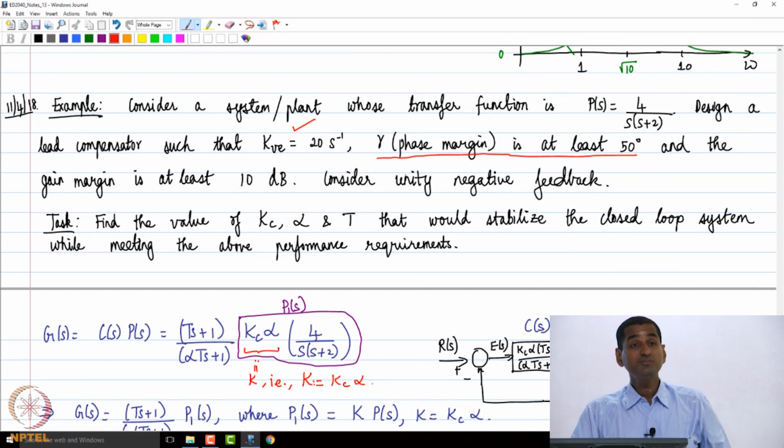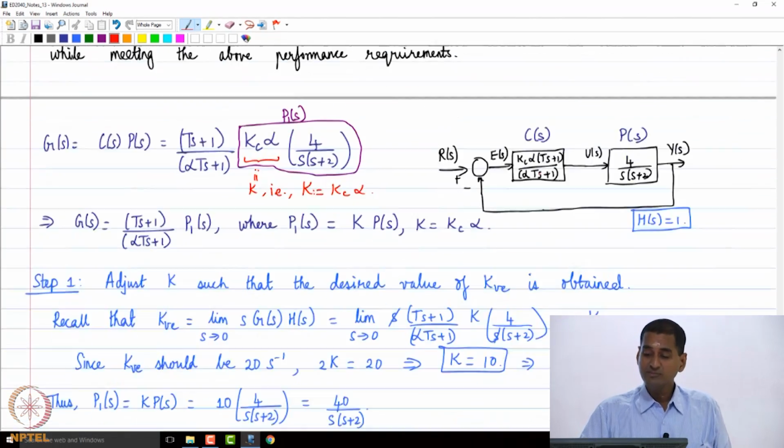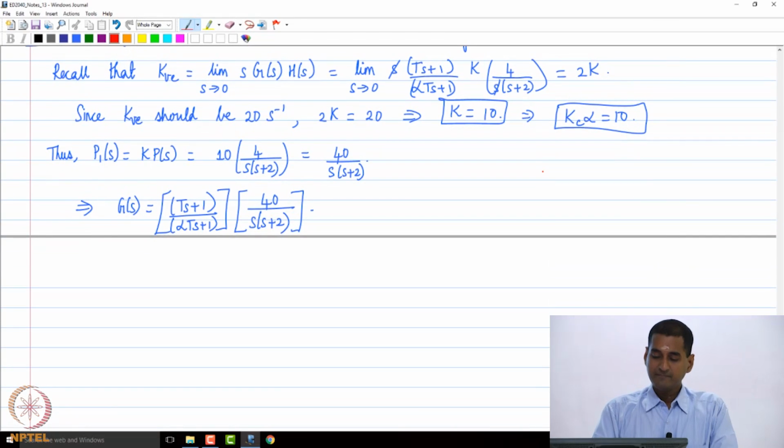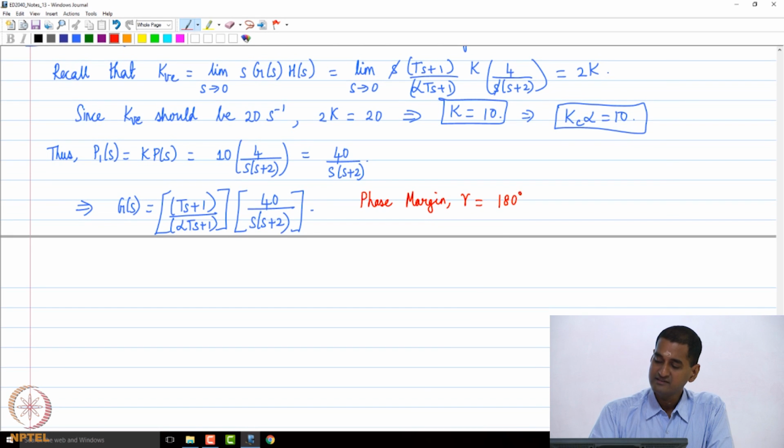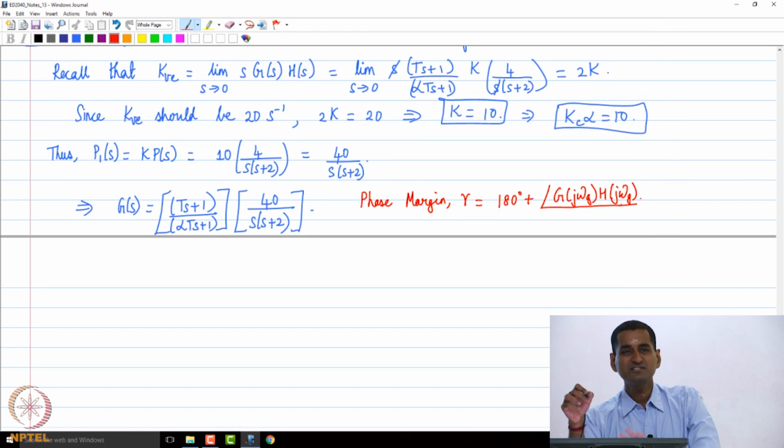So, the phase margin should be at least 50 degrees. You immediately see that the phase margin gamma is going to be 180 degrees plus the phase of the open loop transfer function at the gain crossover frequency, right. This is the general formula. In this case H(s) is 1, so I am just considering only G(s).